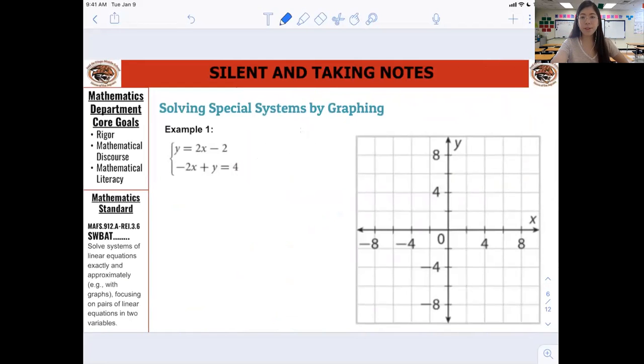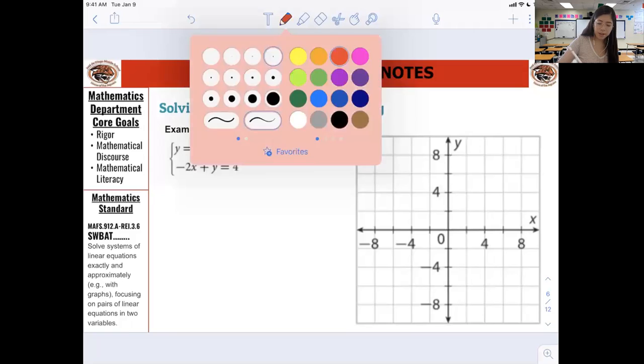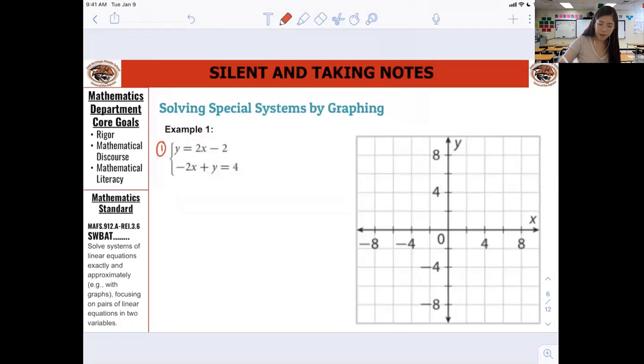So we're going to see if we can figure out what special case we have in this example. What I want you guys to start doing first, just on your own, is the same as the previous example. Figure out your slope and your y-intercept for both of these equations. I have to go grab my charger, so I'll be right back.